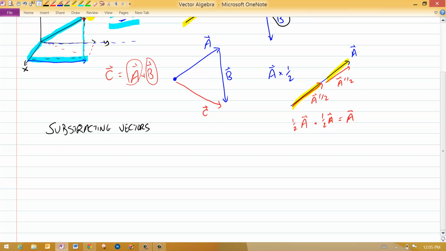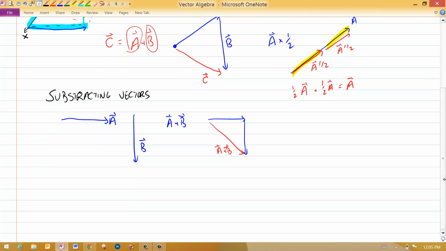So let me make a new version of A and B. I'm going to say that this is the vector A, and this is the vector B. So that A plus B is a vector where first you go along A, then you go along B. This vector is equal to what A plus B is. So A minus B, you can imagine as... so there's the sum, the difference.